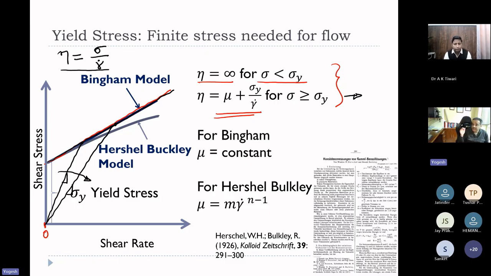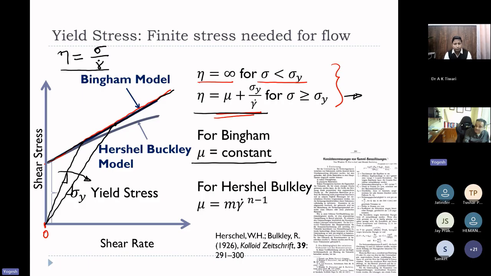All right. Many students have this misconception that beyond yield stress, the viscosity of a Bingham fluid remains constant. It is not the case. It remains shear thinning in nature. However, it is weakly shear thinning. Although you say that this mu is constant, this mu is not viscosity. Viscosity is mu plus sigma y by gamma dot.